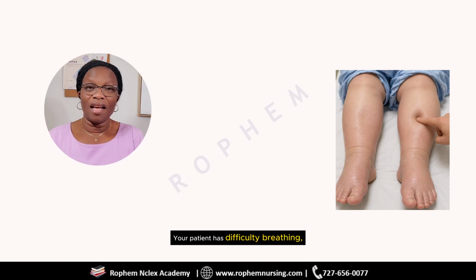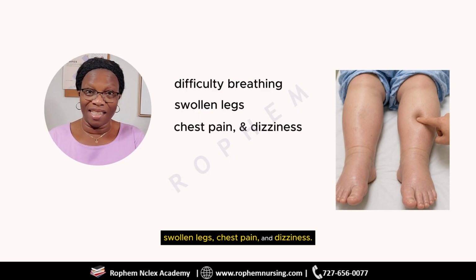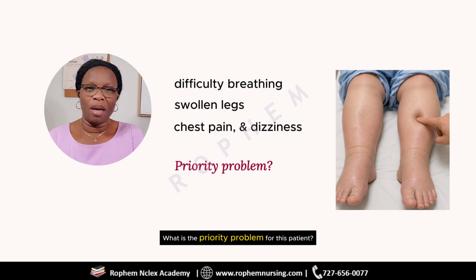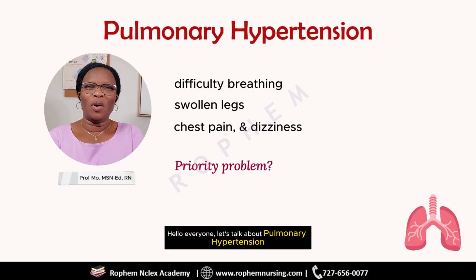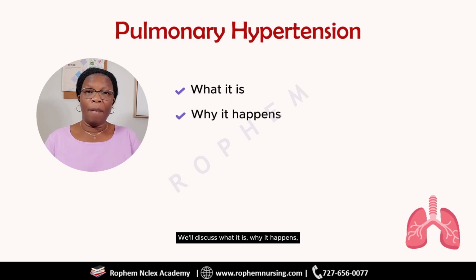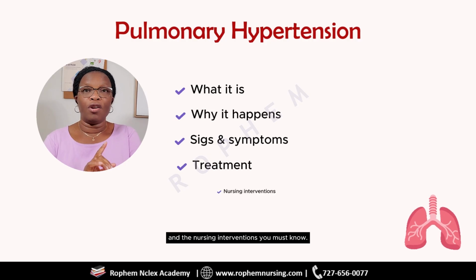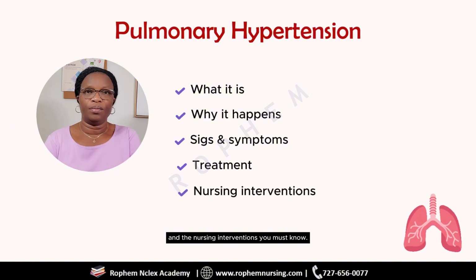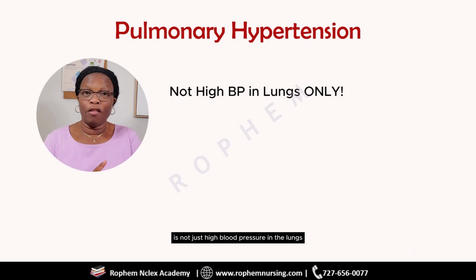Your patient has difficulty breathing, swollen legs, chest pain, and dizziness. What is the priority problem for this patient? Hello everyone, let's talk about pulmonary hypertension. We'll discuss what it is, why it happens, presenting signs and symptoms, treatment options, and the nursing interventions you must know. Pulmonary hypertension is not just high blood pressure in the lungs.